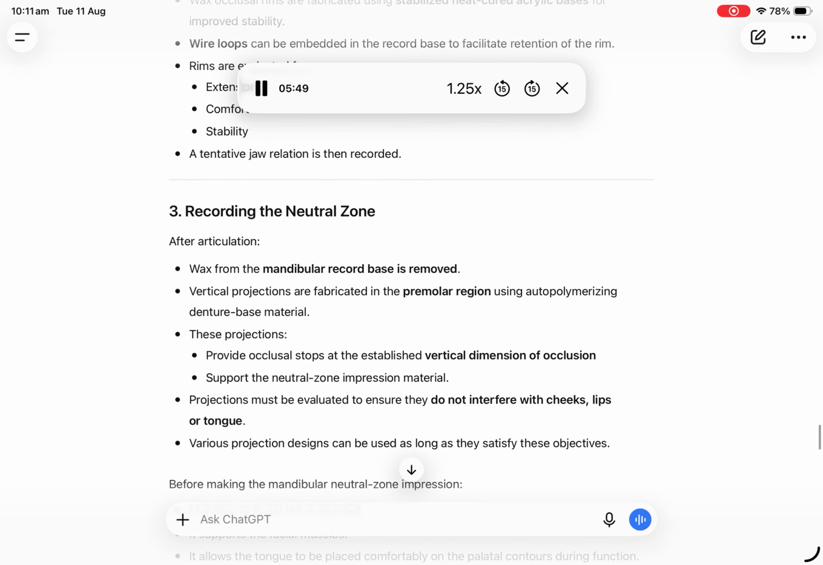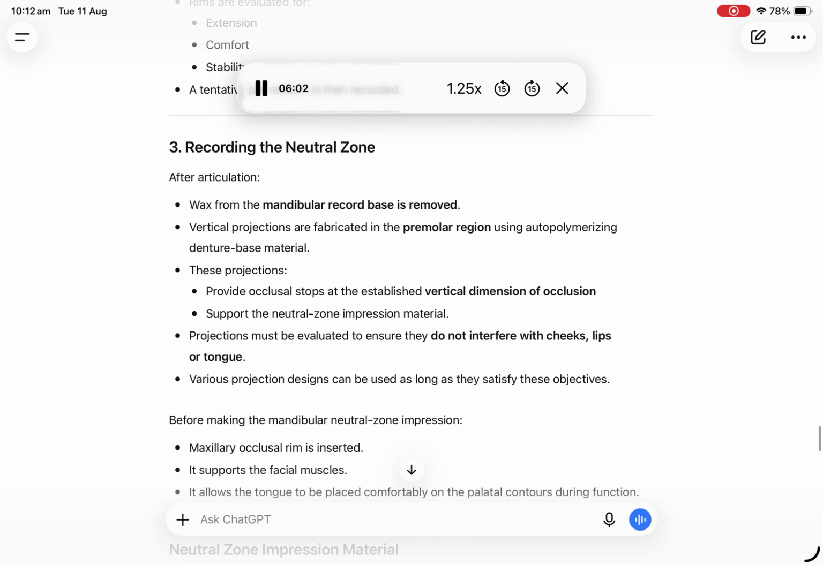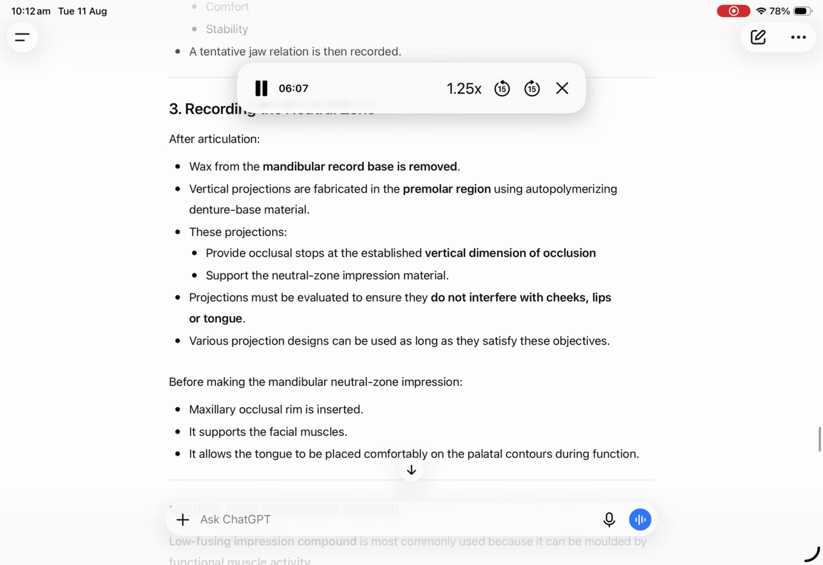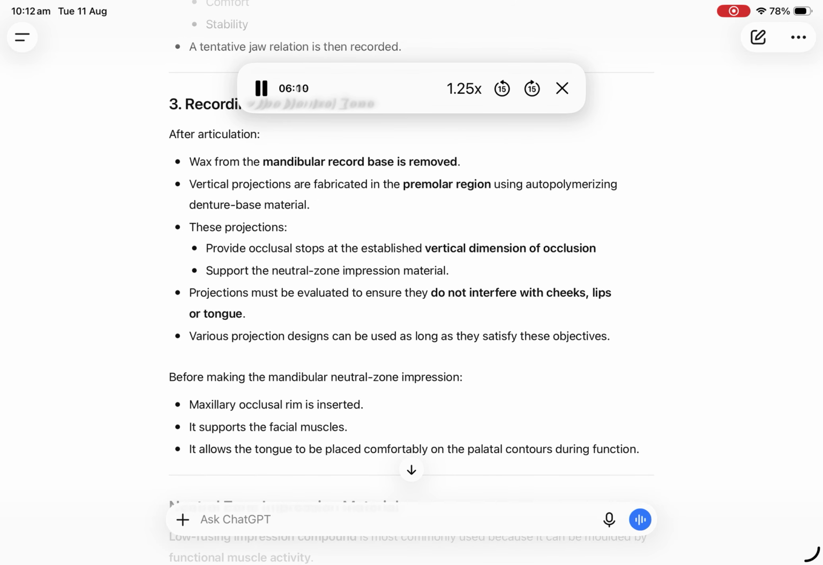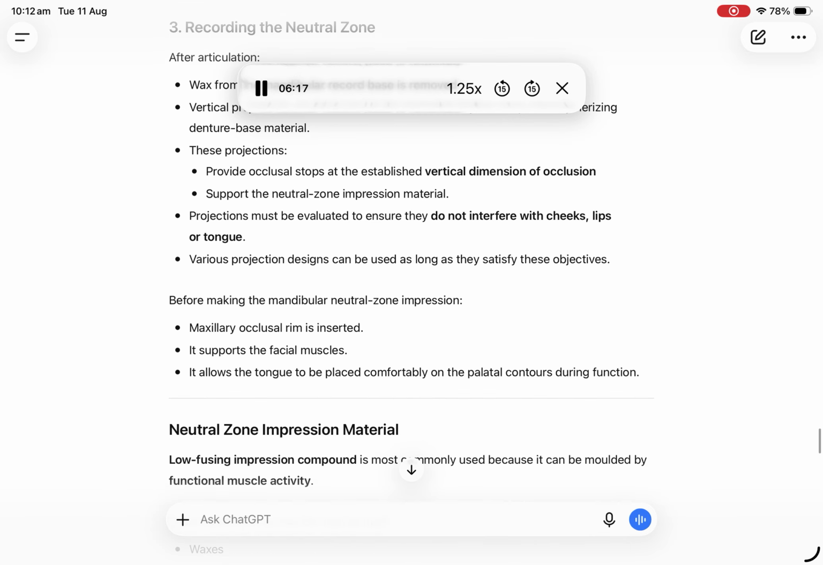Number 3. Recording the neutral zone. After articulation, wax from the mandibular record base is removed. Vertical projections are fabricated in the premolar region using auto-polymerizing denture-base material. These projections provide occlusal stops at the established vertical dimension of occlusion and support the neutral zone impression material. Projections must be evaluated to ensure they do not interfere with cheeks, lips, or tongue. Various projection designs can be used as long as they satisfy these objectives.